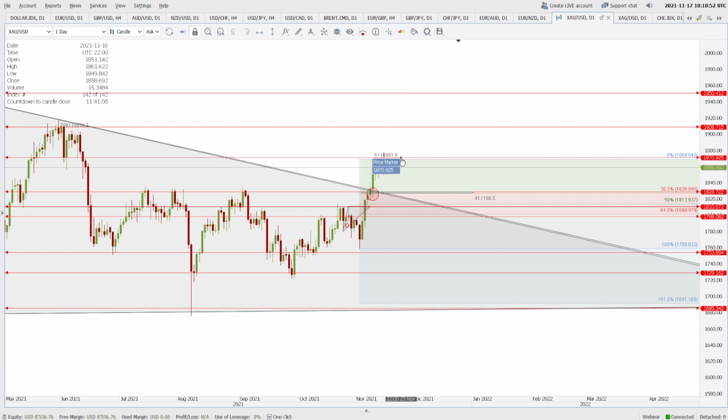That is what I am expecting before the fresh buyers emerge to push the price back to 1908 and 1950 levels. Right now the immediate resistance is at 1870 levels, and the immediate support is at 1828 levels in this market.